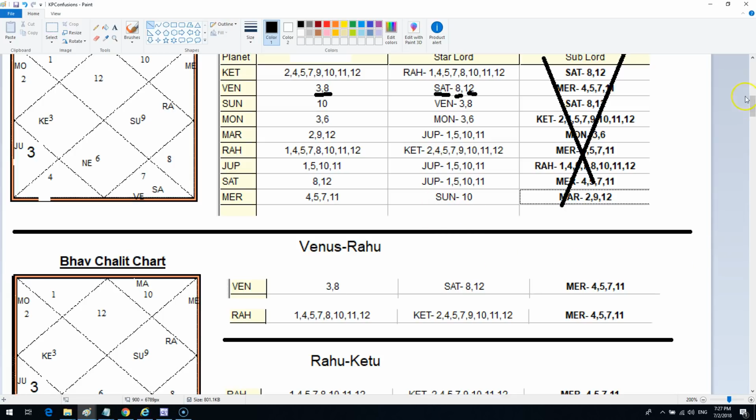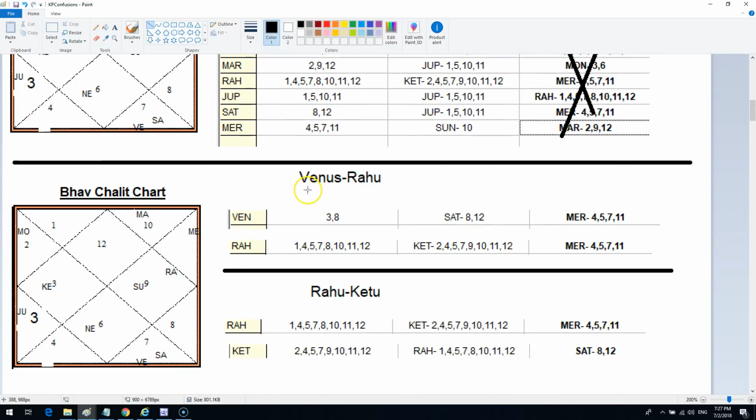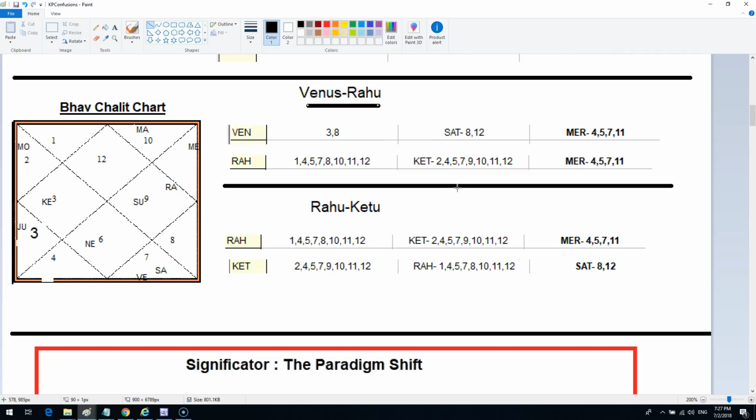So let's look at a typical example, the Venus Rahu Dasha in this particular chart. Now, if this person comes to you and he or she is going through a Venus Rahu period, and the question is how this particular period is going to be, then if you lay down the chart, you end up with Venus as, like I showed you, 3 and 8. And then by virtue of being in the Saturn star, it also represents 8 and 12. And then further by being in the sublord of Mercury, it again signifies all these houses. So now you have almost the 3, 8, 12, 4, 5, 7, 11.